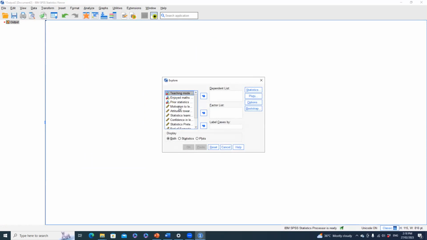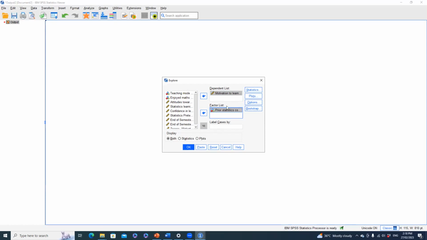And once again, we can pick the variable that we're interested in out of that list and put that in here. But the advantage of Explore now is that we can divide up our sample by a factor. We have a factor list here. So if we want to look at not the full sample, but at means and standard deviations based on one of our categorical variables, like whether or not you did a statistics course previously, we can enter that into the factor list, and that will give you divided up outputs for your means and so on and so forth.